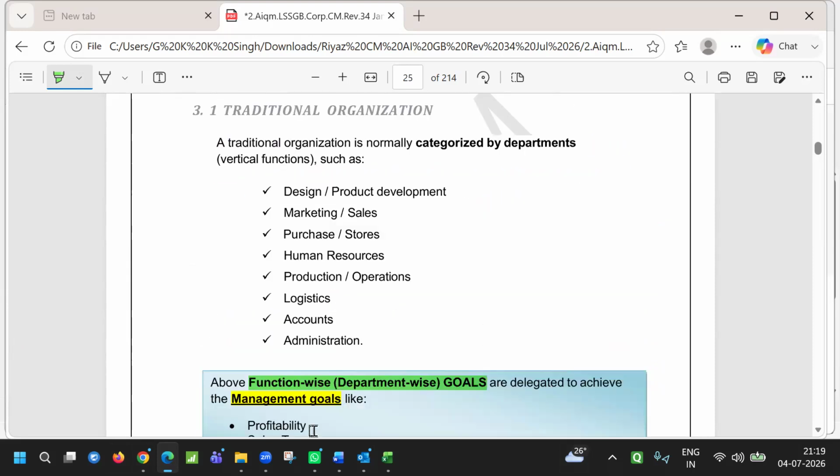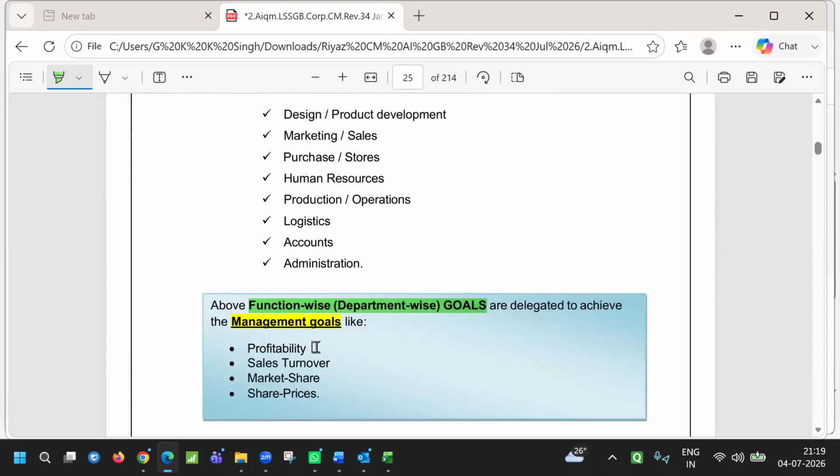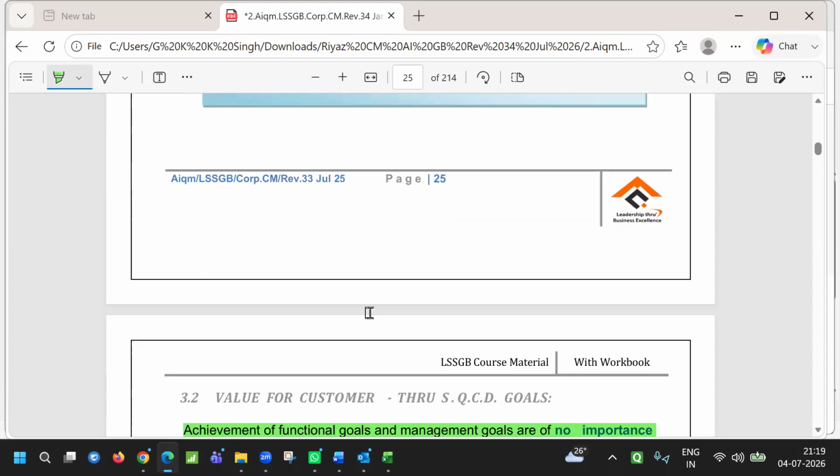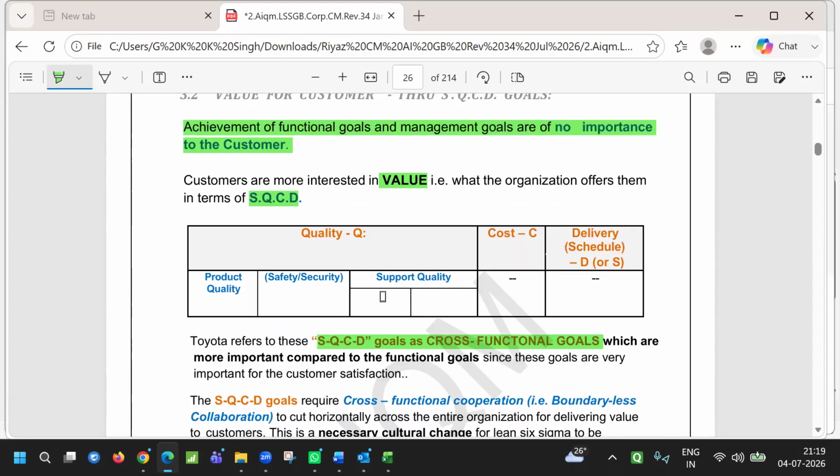Cross-functional goals are different from the department goals, that is functional goals. They are different from the management goals, that is like profitability, sales turnover, and so on. Cross-functional goals are what is actually value for the customer. And these are delivered by the cross-functional teams.